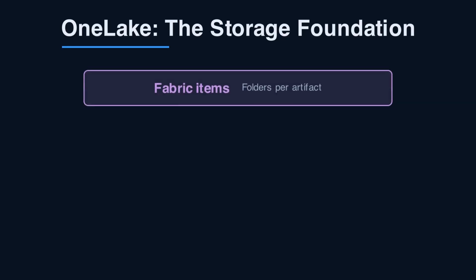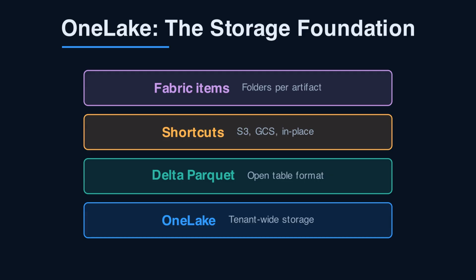OneLake is the foundation, and it's the most important concept. Think of it as one Data Lake Storage Gen 2 account automatically provisioned for your entire tenant, with no storage accounts to manage. Every Fabric item gets a folder, and all tabular data is stored as Delta Parquet files. The big feature is shortcuts, pointers to data in Amazon S3, Google Cloud Storage, or another lakehouse, so you query data in place without copying it. The promise is one copy of data, open format, accessible by any engine that speaks Delta.